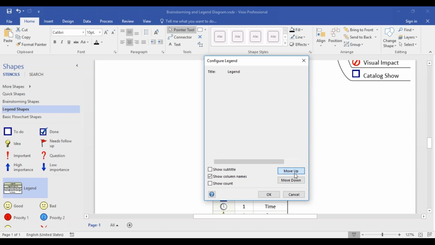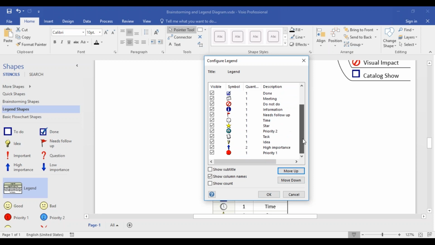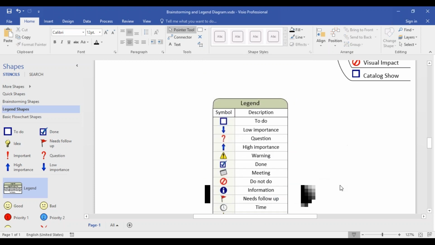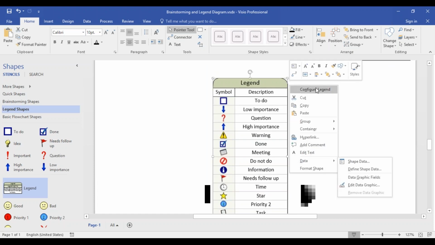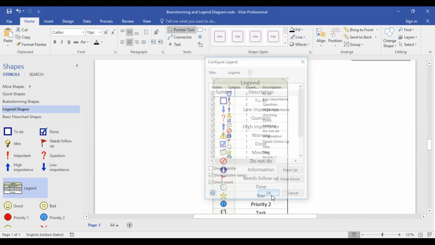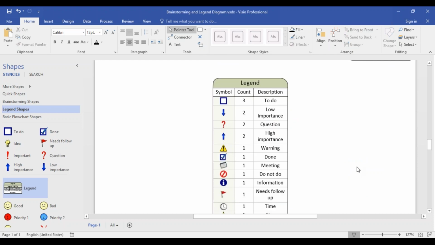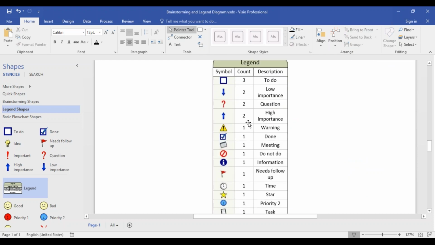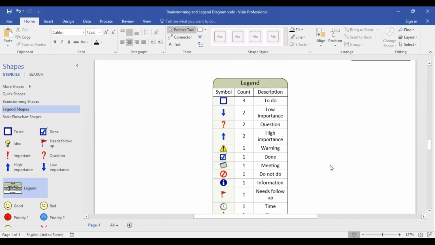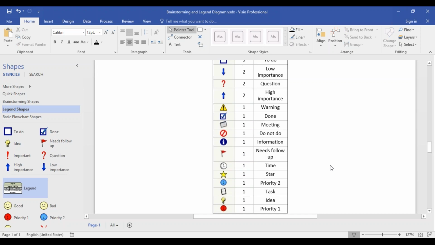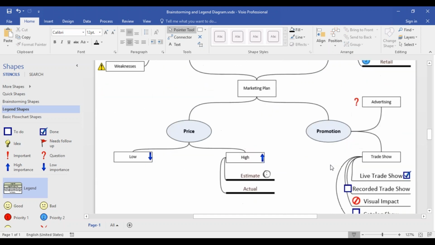3, 2, there's one more 2 here. That's all. And then you have 1. Click on OK. The count is not displayed, so you can also display the count. So 3 times, twice, and once you have these symbols used. Very easily understandable by anyone looking at this diagram.